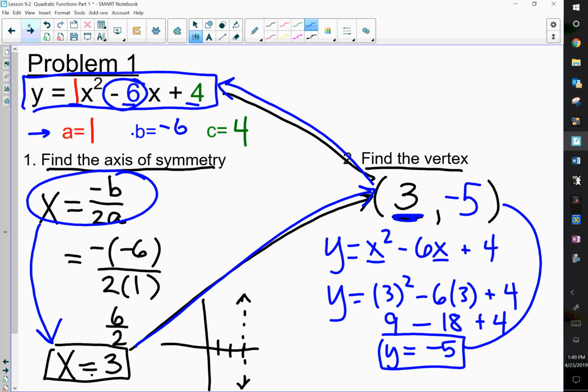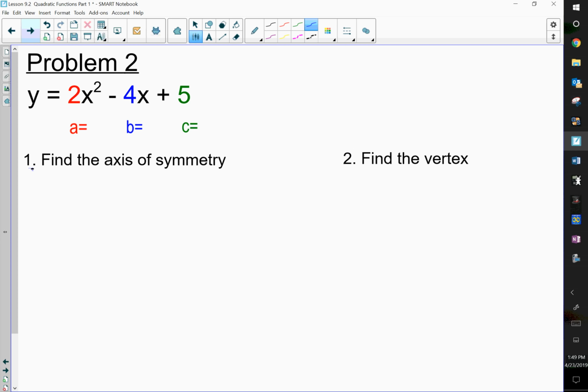All right, so let's do another example. Here is problem 2. Problem 2 says y equals 2x squared minus 4x plus 5. Write that down. If you need to pause the video, you can hit pause. So the a value in this equation is 2. The b value in this equation is negative 4. And the c value is 5.